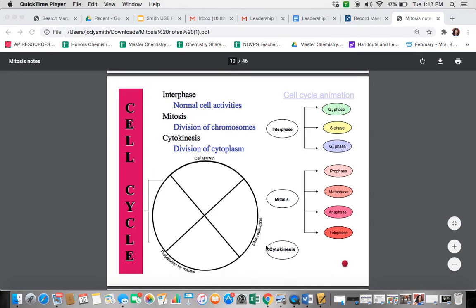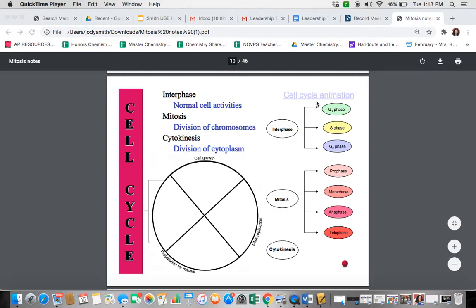Okay, so the cell cycle is basically divided into two main categories. Interphase, which is when your cell's normally doing its stuff. It's growing, it's making protein, it's adapting to its surroundings. And then you have mitosis, which is where you actually divide. And cytokinesis is kind of like a phase at the end.